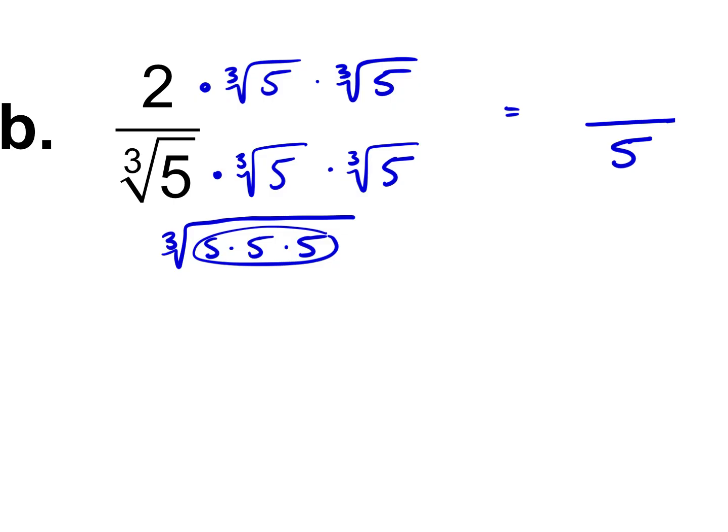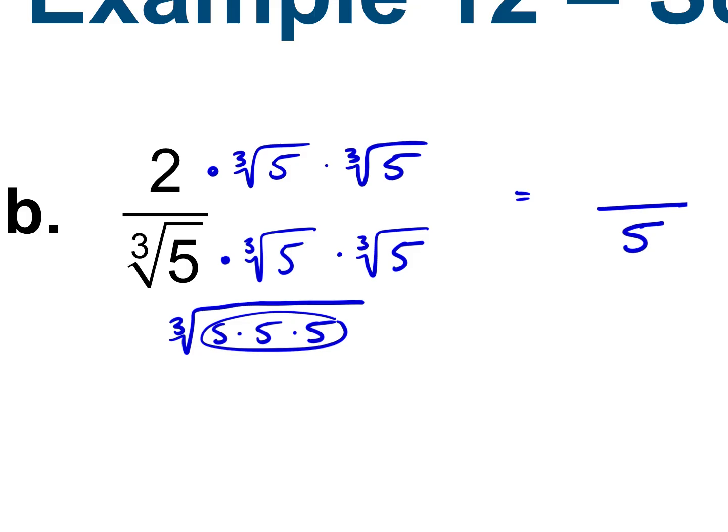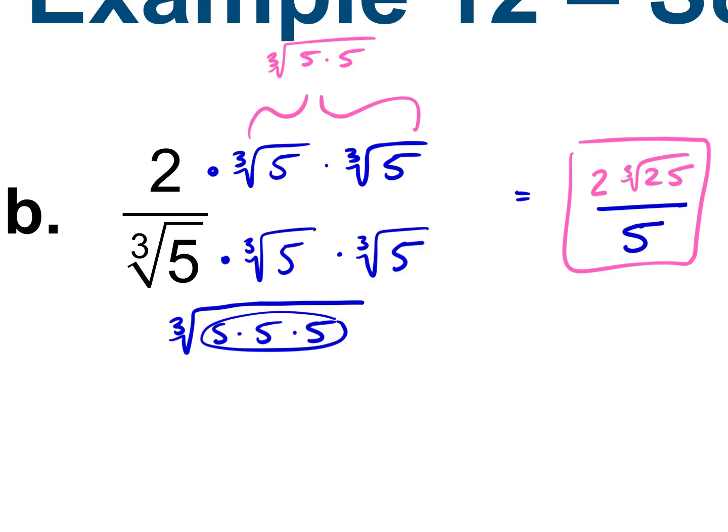Now on top, we can't multiply the 2 with the cubed root of 5s, but we can combine the cubed root of 5s together. This would be the cubed root of 5 times 5, which would be the cubed root of what? 25. Awesome. So we have 2 times the cubed root of 25 up top. So that would be our answer. We just rationalized the denominator. We got rid of the radical from the denominator.